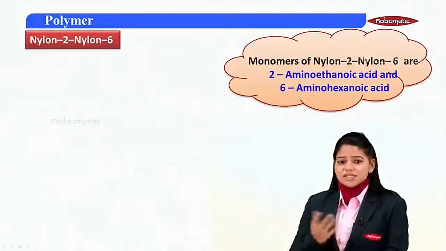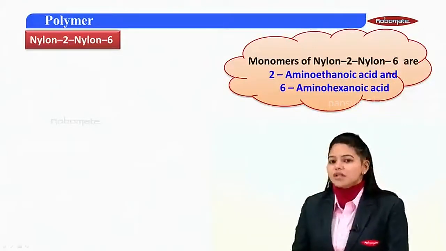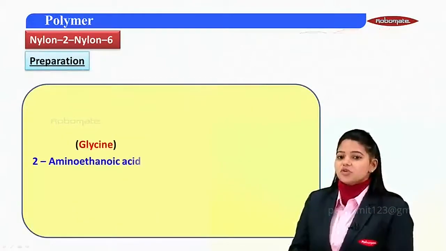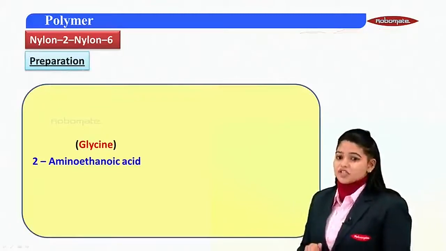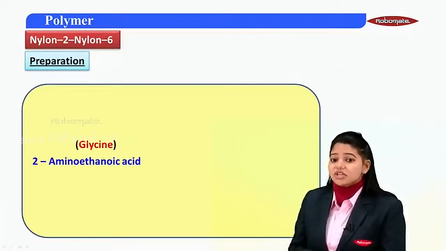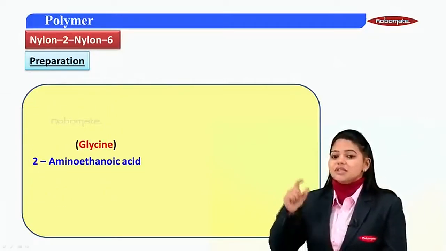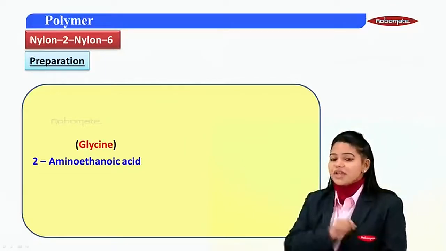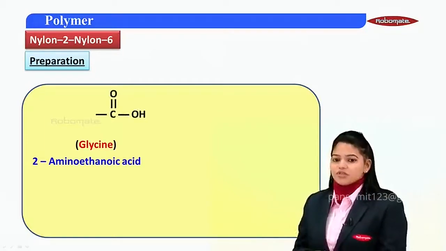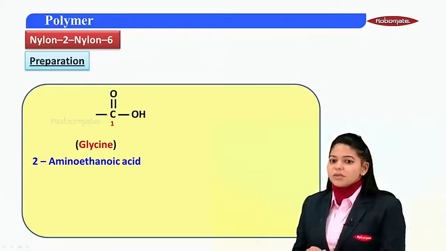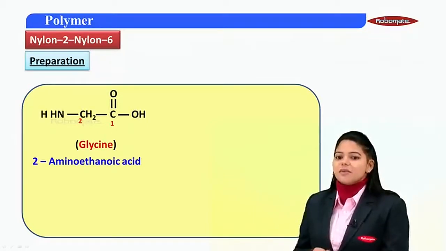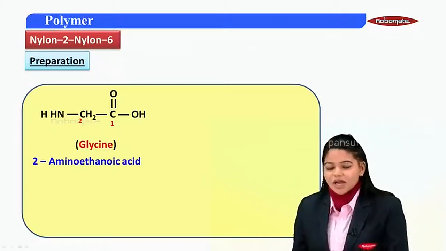6-aminohexanoic acid. So let's start with the preparation of this polymer named nylon 2, nylon 6. We take our first monomer, 2-aminoethanoic acid, which is also called glycine. So how will the structure be? Let's make ethanoic acid: C double bond O, OH on the first carbon atom, and at the second carbon atom we have an amino group, NH2. The remaining valencies are filled by hydrogen atoms.